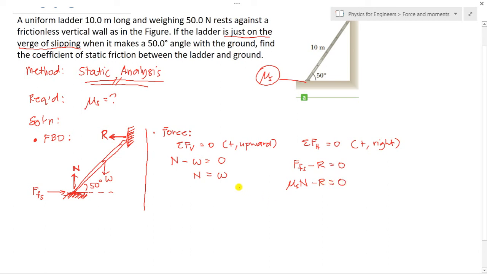So di ba naa na tay normal force which is equal to weight? Do you agree class? Okay, since our normal force equals to weight, so therefore I can just say here mu s w minus r is equals to 0. Based on this equation class, unsay unknown diri?